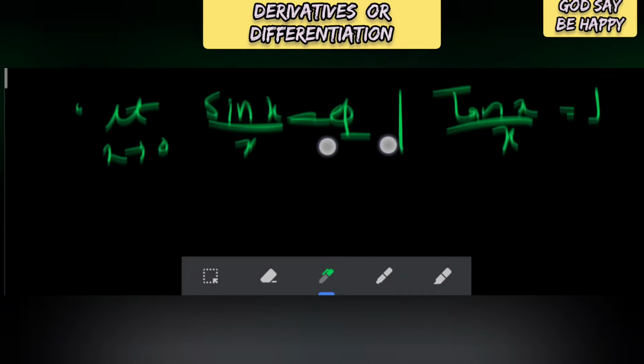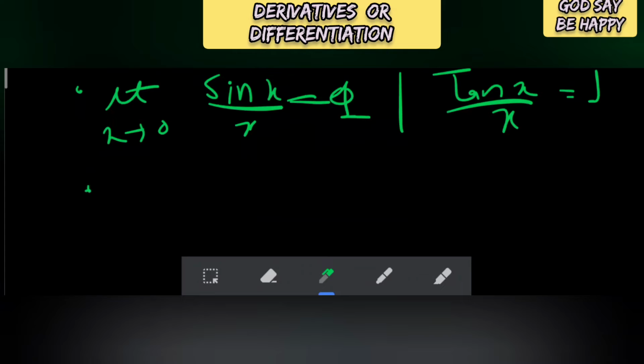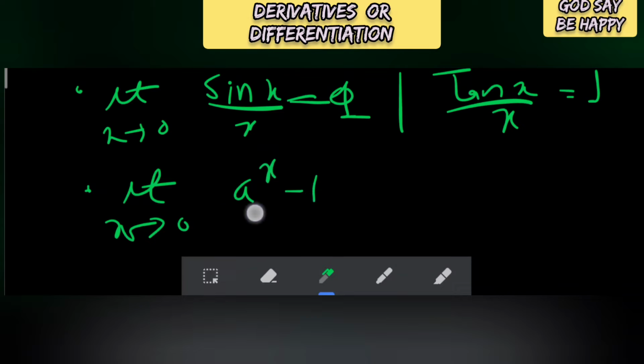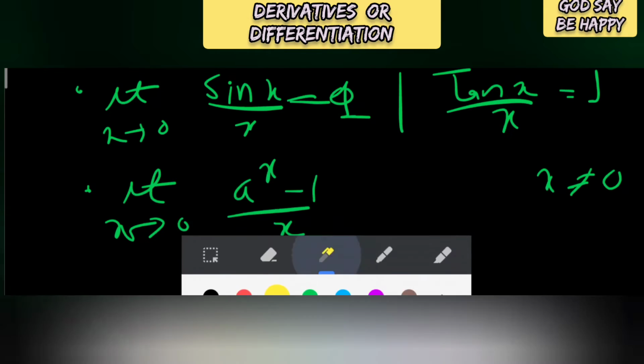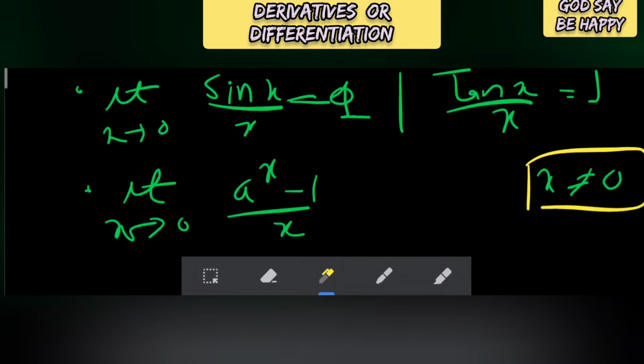And now limit x tends to 0 of (a^x − 1) upon x, where a is not equal to 1, equals log base e of a. This is very important.